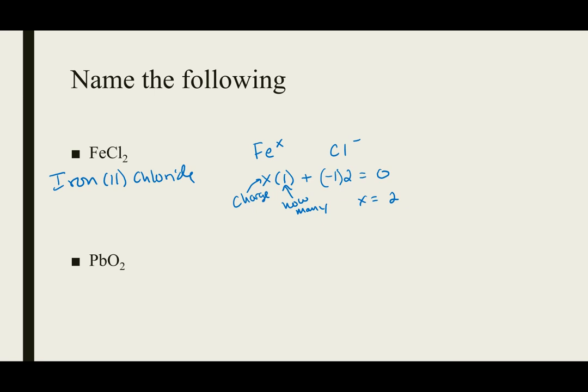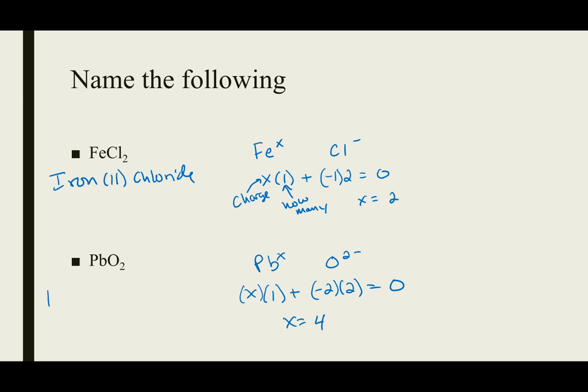For PbO2, again, I don't know the charge of the lead. I know oxygen's a -2. So I'm going to take that charge of oxygen and multiply it by how many there are in the formula. I don't know the charge of lead. I'm going to multiply it by how many there are in the formula. And I know when I add those together, it has to be 0. So in this case, X would be 4.